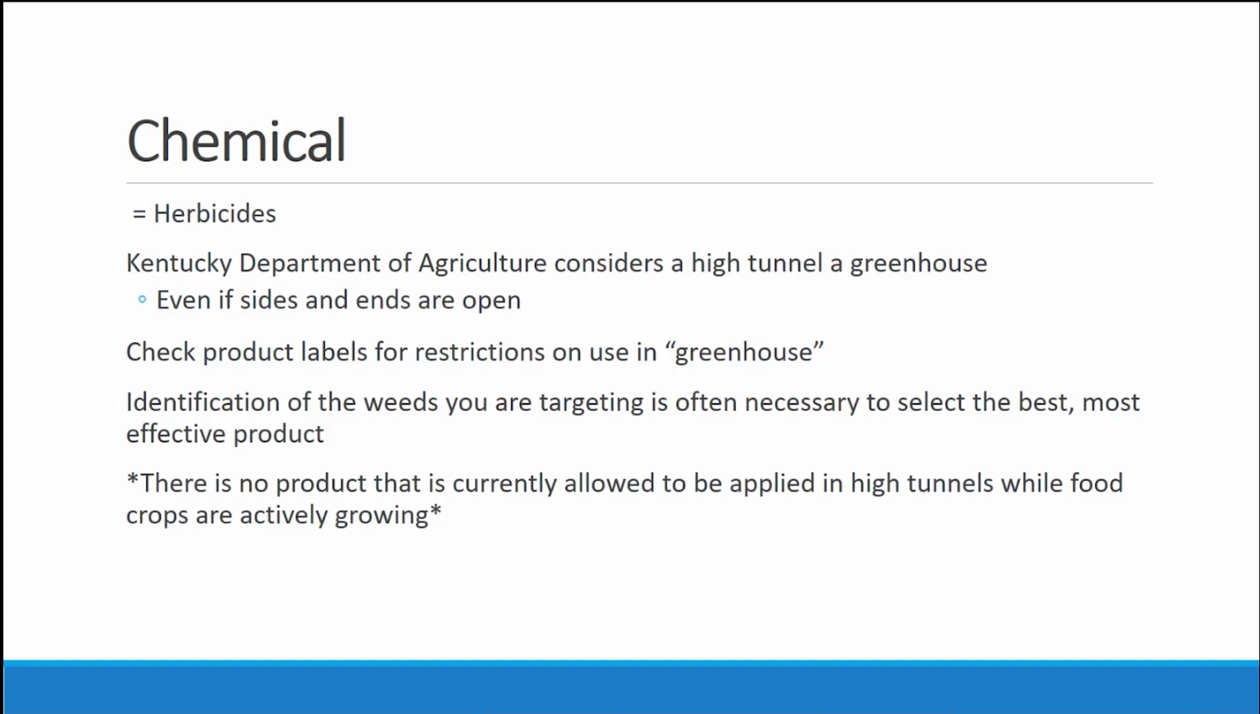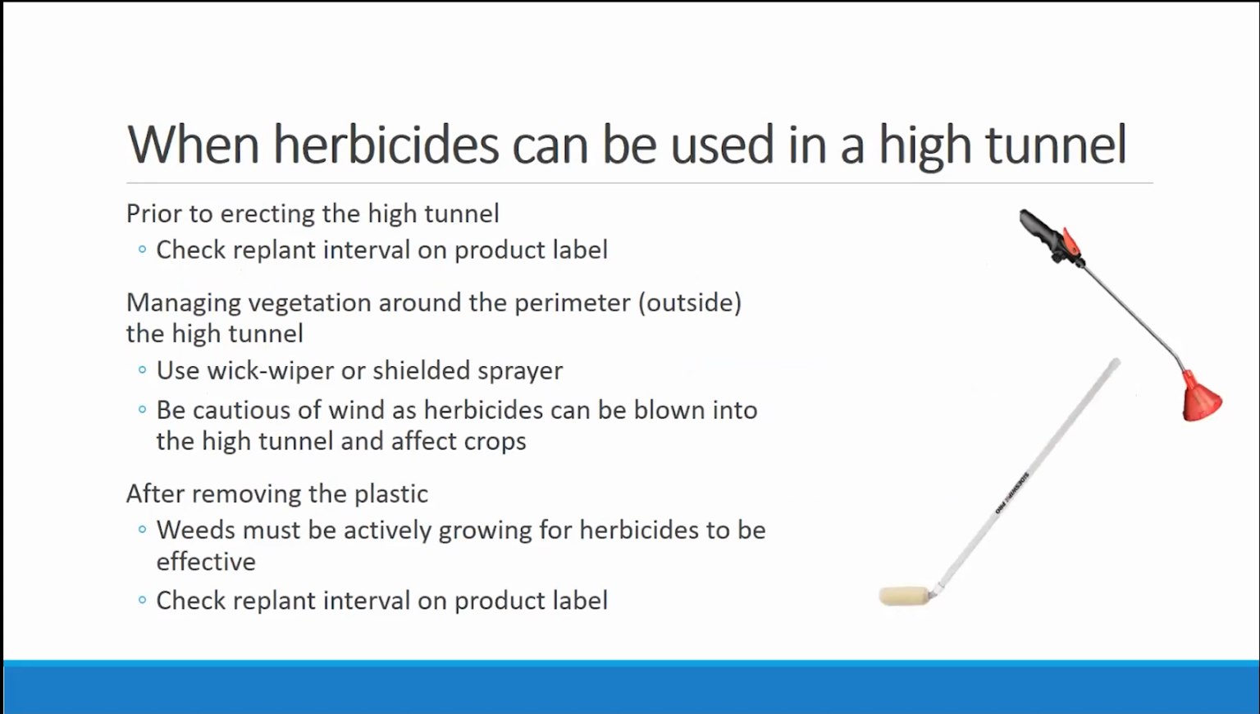But something to know for high tunnels, there is no product that is currently allowed to be applied in high tunnels while food crops are actively growing. So just right off the bat, I'll just make it easy on everybody, right? When can you apply herbicides for high tunnel production? You could apply them prior to erecting the high tunnel, right? If you're putting it on new ground, you'd certainly want to check the replant interval on the product label to make sure that it wasn't a year or two before you could plant something in the ground, right?